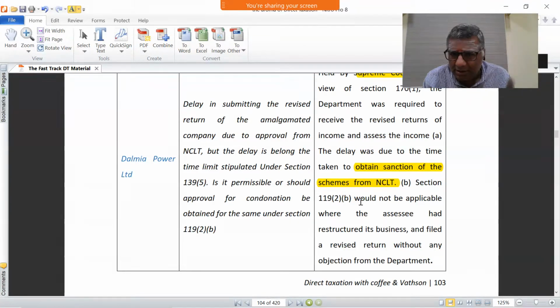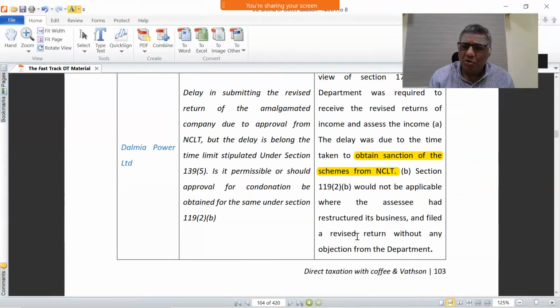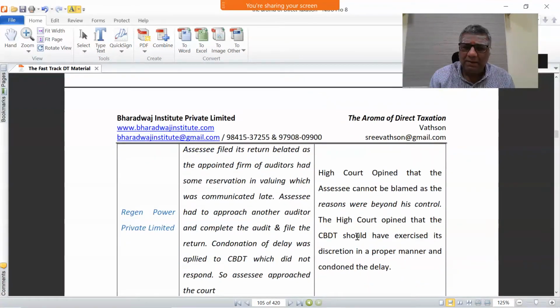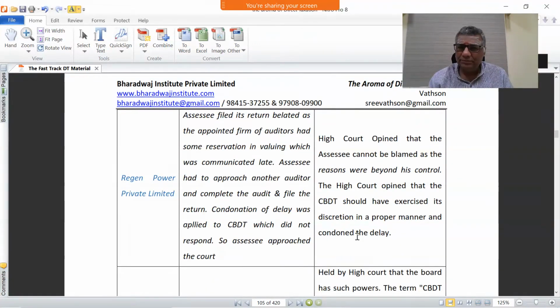Section 119, this power of the CBDT, would not be applicable where the assessee has restructured his business and filed a revised return without any objection from the department. You should have said at the time when NCLT asked that we are not allowing any revised return, or that all assessments of A Limited are over. Nothing has been said, so it should be accepted. Okay. This question will not come, don't worry, but this is also a question.